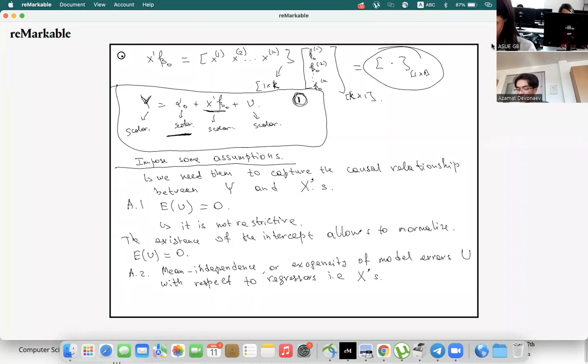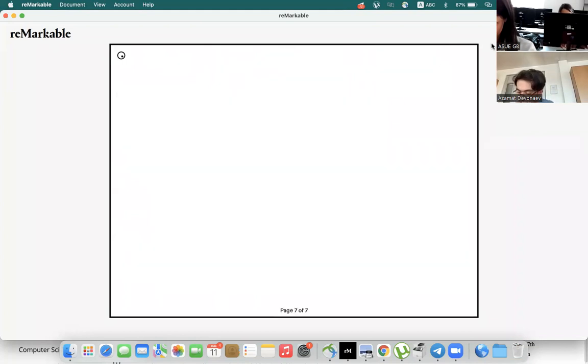What it actually looks like, we are saying this in probabilistic terms. It's basically saying that the expectation of the model error conditional on the regressors is zero. It is not about saying that the random variable u and x are independent. It's not about this. It's weaker. This thing is weaker.